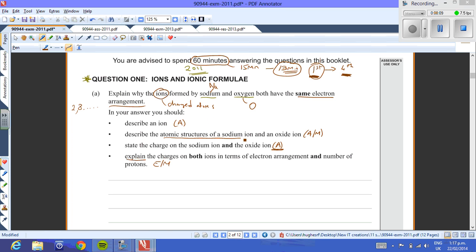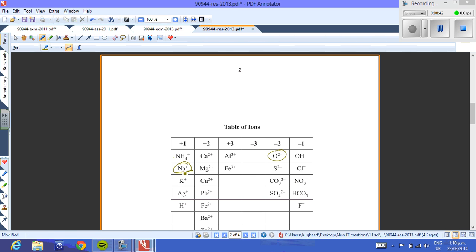Atomic structures of sodium and oxide. Now, atomic structure is not just electrons alone. So that's neutrons, protons, and electron arrangement for a particle. So when you see atomic structure, you need to be also talking about neutrons and protons, not just electrons. Electron arrangement is just for electrons alone. The third bullet point is state the charge in the sodium ion. Well, I know it's Na+, and the oxide ion, which is O2-. And as I say, we just found that on the resource booklet: sodium Na+, oxide O2-.